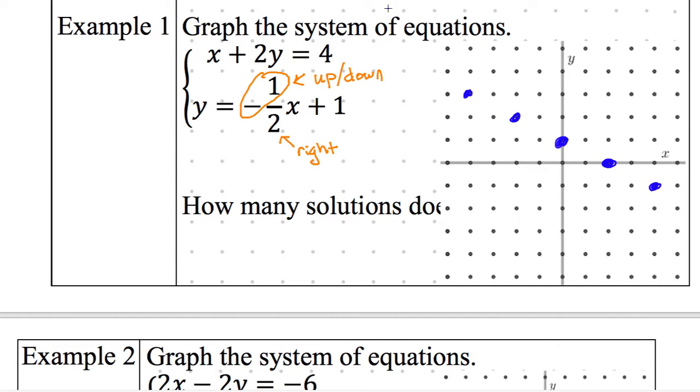Go ahead and graph a line. Oh, shoot, we forgot to grab rulers, didn't we? All right, let's pause and grab rulers.